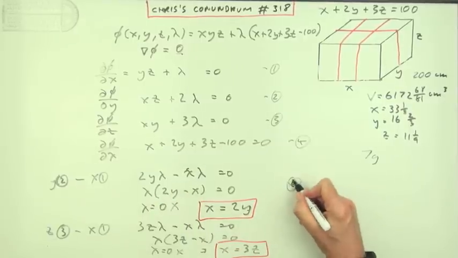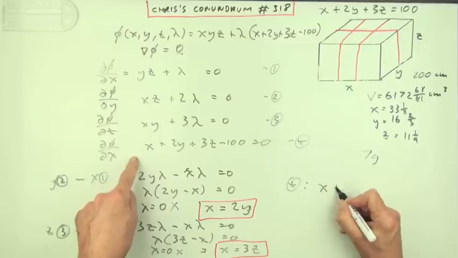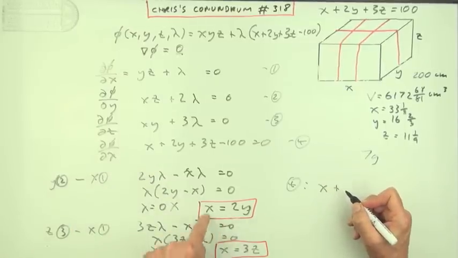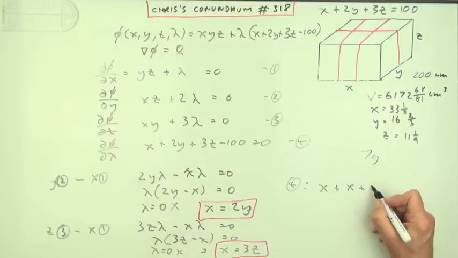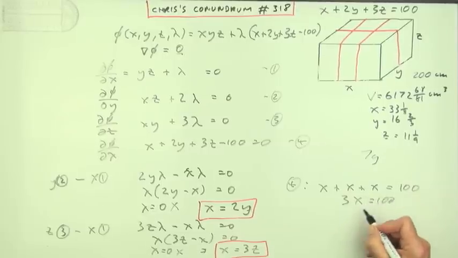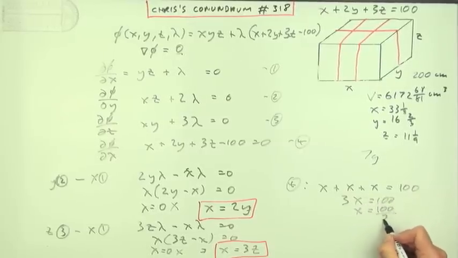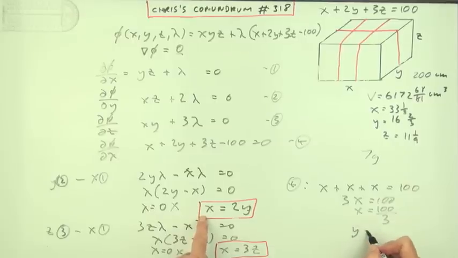Pop them into 4. And what do we get? Well, we've got x plus, now, 2y, which is what I've got, is another x. 3z, which is what I've got, is another x. See where it's all leading? 3x is 100, so x equals 100 upon 3. Y is going to be half of that, so that's 100 upon 6. Z is going to be a third of that, so that's going to be 100 upon 9. Same as that very first intuitive one.